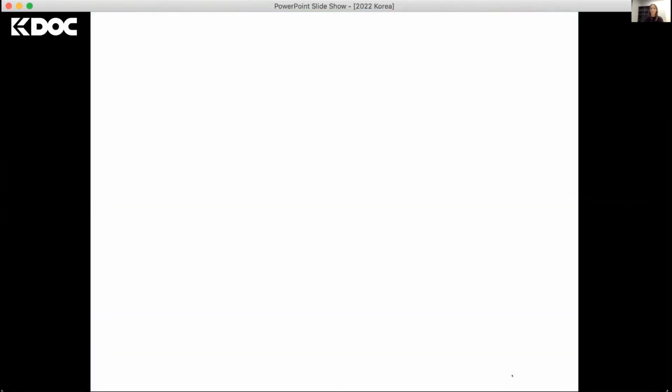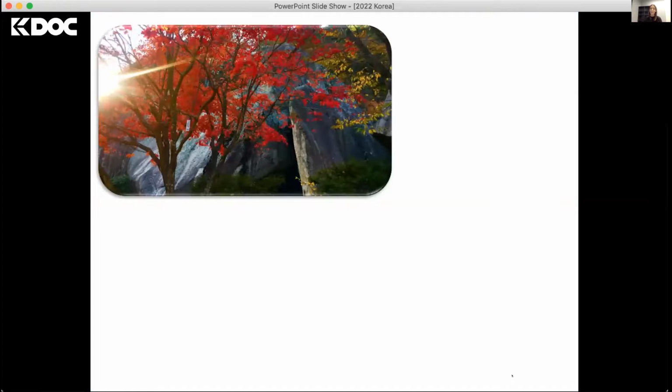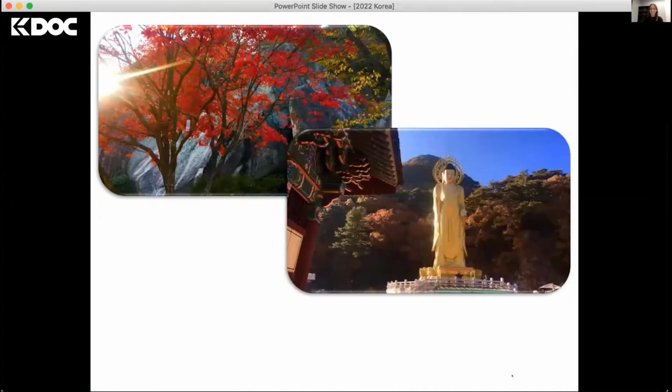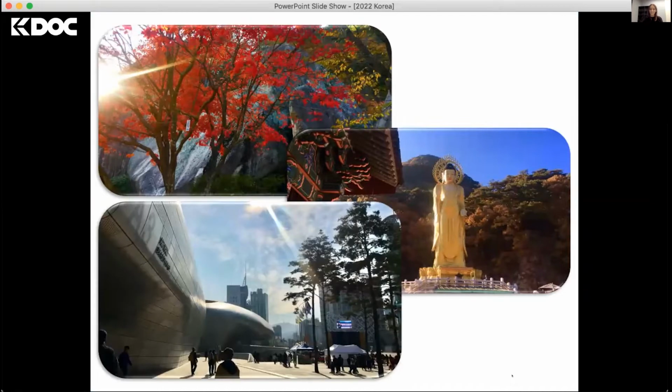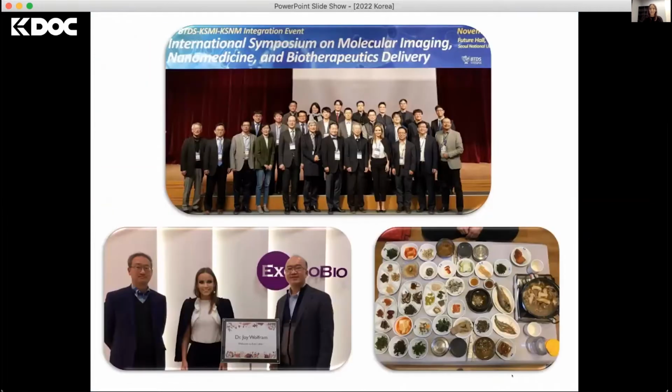But before I do that, I just want to share some beautiful pictures I took of Korea in 2018. And here we see Seoul as well, and had some wonderful food and even visited Bio. So you have some really fantastic extracellular vesicle companies, but also, of course, stellar extracellular vesicle research in your institutions and universities. So it's a pleasure to be invited to speak here today. And thank you also to KDOC for organizing this.